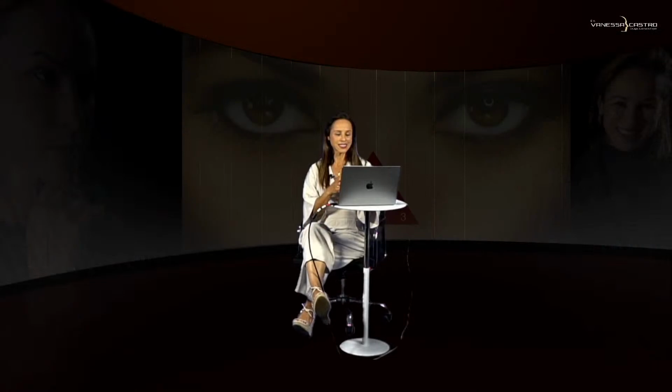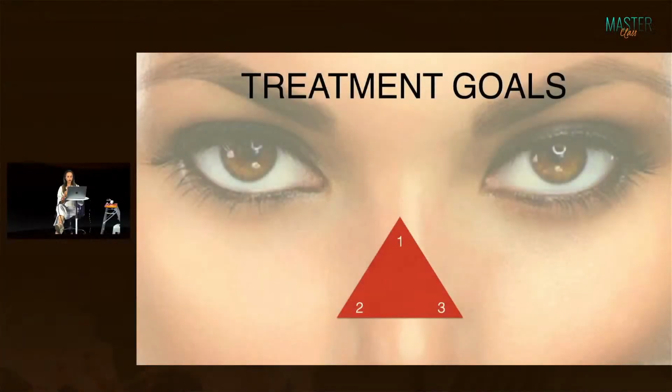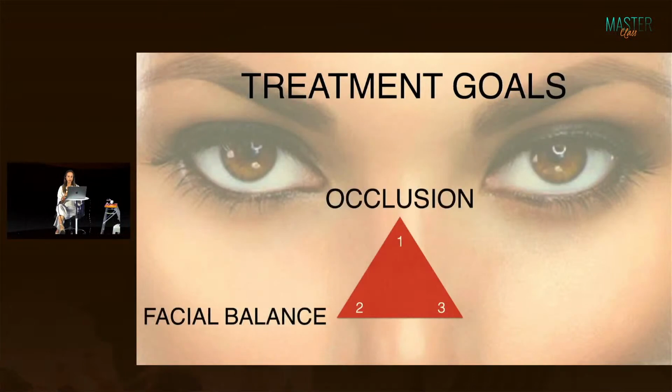And let's talk about the treatment goals of orthognathic surgery. We have three major pillars about treatment goals in skeletal deformities. I can have occlusion, a good occlusion, the best occlusion, the ideal occlusion. I need a facial balance, and I need to get better improvement of the airway.